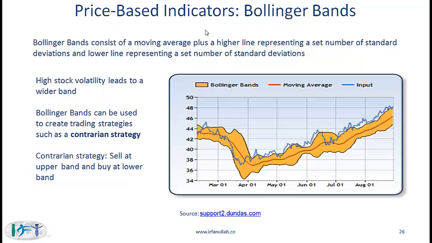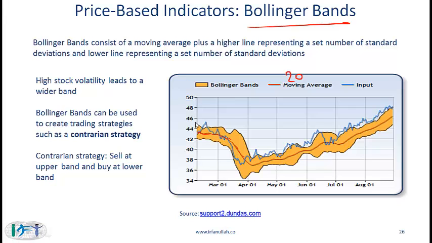The second price-based indicator we will talk about is Bollinger Bands. Bollinger Bands consist of a moving average plus a higher line representing a set number of standard deviations and a lower line representing a set number of standard deviations. Let's say that we have this line in blue, which is a graph representing actual stock prices. Then in red we have the moving average. Let's say that this is a 20-day moving average.